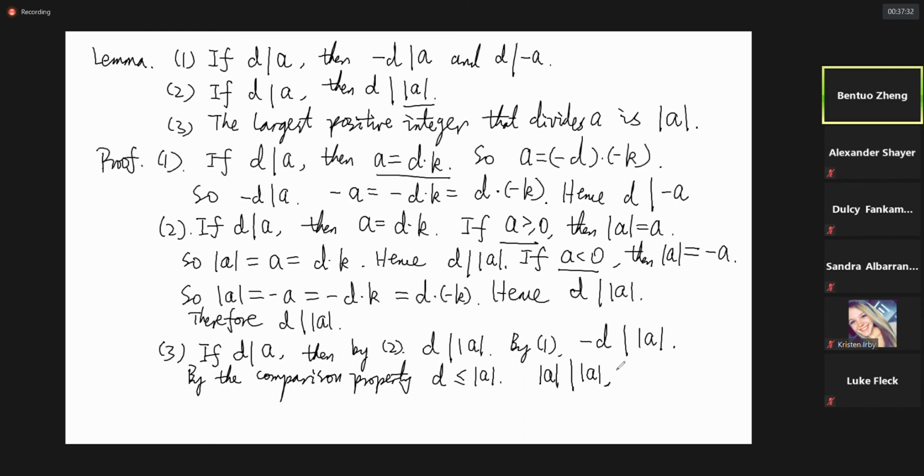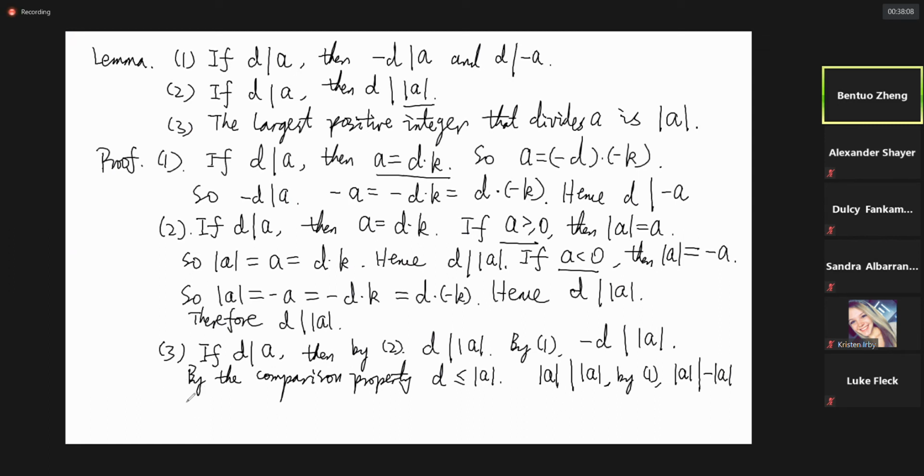So by 1, absolute value of A divides absolute value of A implies absolute value of A divides negative absolute value of A. So this tells you if A is greater than or equal to 0, then absolute value of A is a divisor of A. And also if A is less than 0, then the absolute value of A is negative A. So absolute value of A is still a divisor of A.